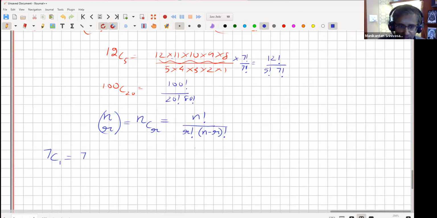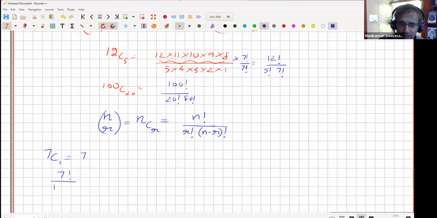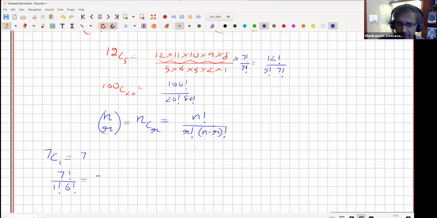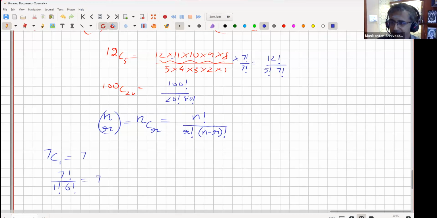But will the formula also give us the same? It'll be 7 factorial by 1 factorial into 6 factorial. Right, 7 factorial is 7 into 6 all the way till 1, which will cancel off with 6 factorial except for the remaining 7. So the formula is giving us a consistent result. So 7 choose 1 is 7.